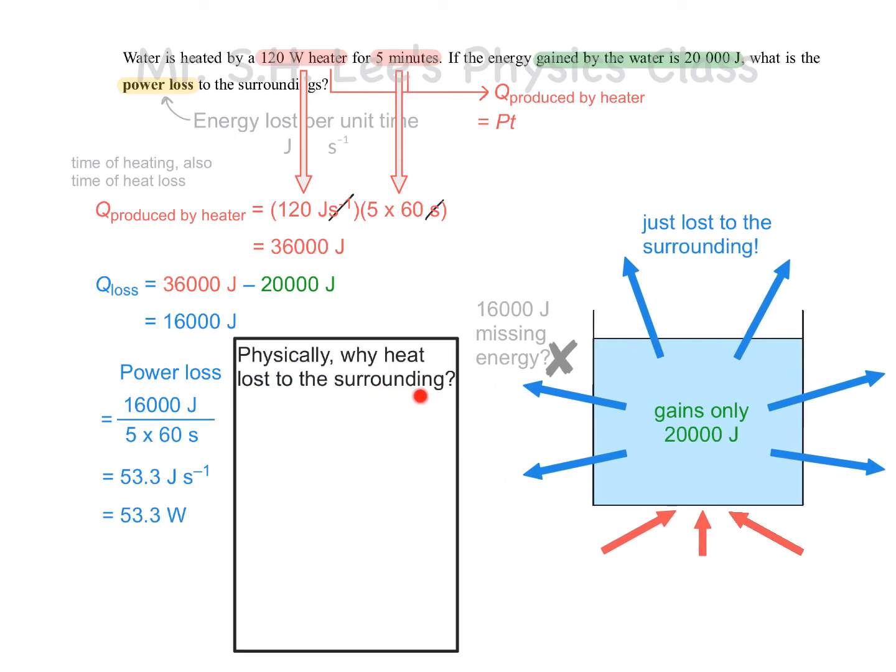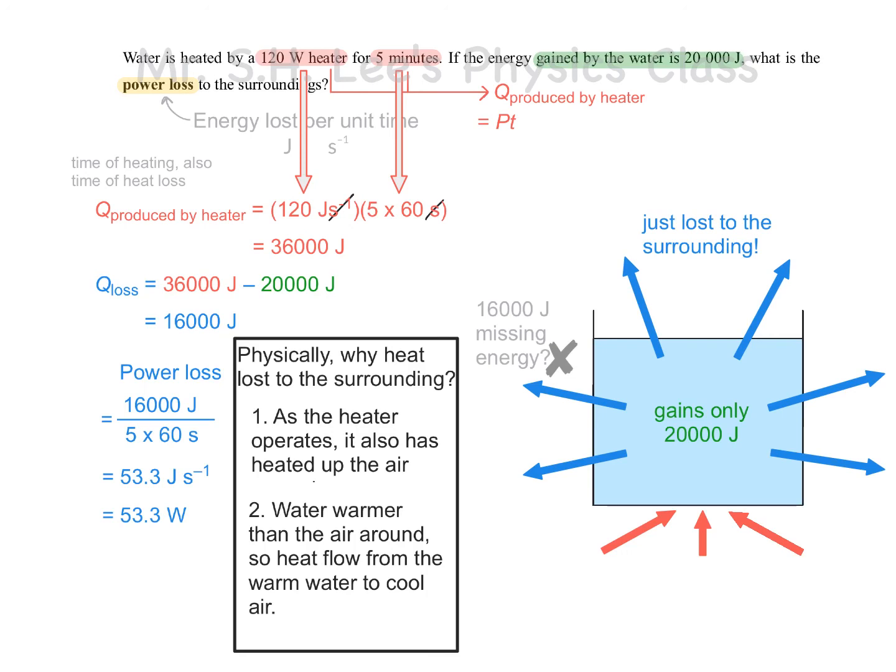Why will there be heat loss to the surrounding physically? It turns out there are two reasons. First, as the heater operates, since it is in contact with the air around, of course it will also heat them up. Second, as the water gets heated, the water will get warmer, in particular warmer than the air around. And since heat flows from places of high temperature to places of low temperature, heat will be lost from the warm water to the cool air. So these two sources largely explain why there is energy loss to the surrounding.